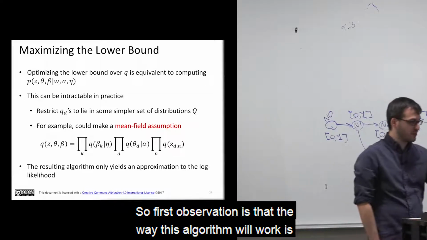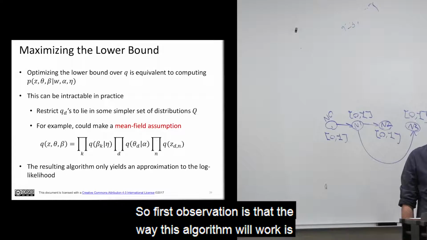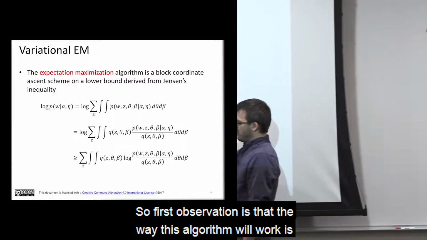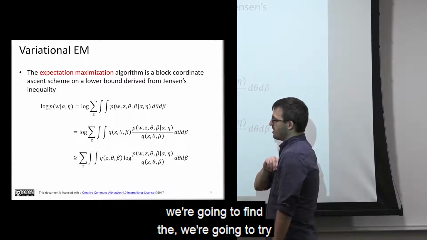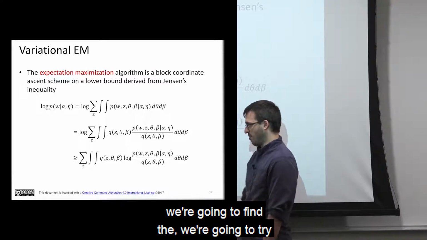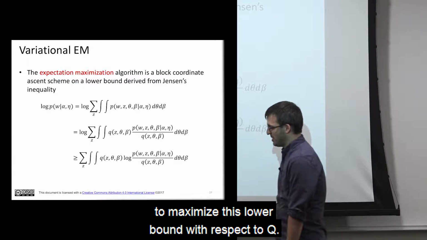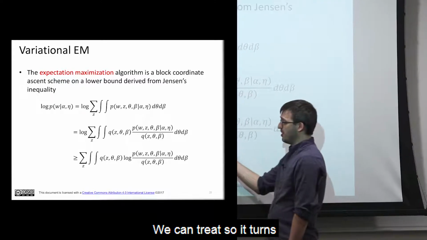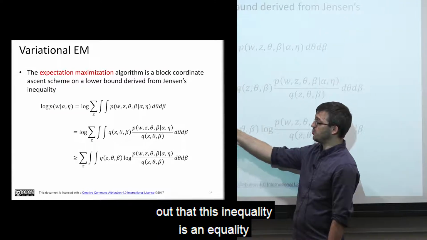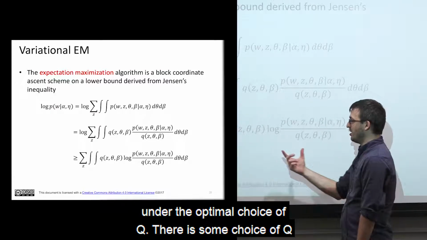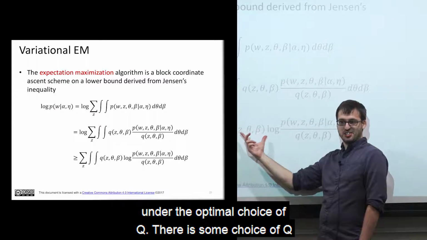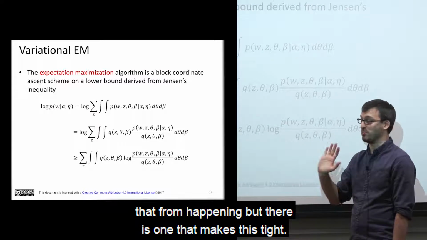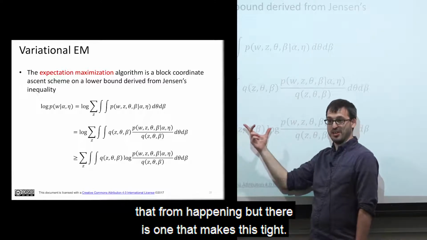So, first observation is that the way this algorithm will work is we're going to try to maximize this lower bound with respect to Q. That will give us some solution. It turns out that this inequality is an equality under the optimal choice of Q. There is some choice of Q that makes this equality. We'll introduce an approximation which will prevent that from happening, but there is one that makes this tight.